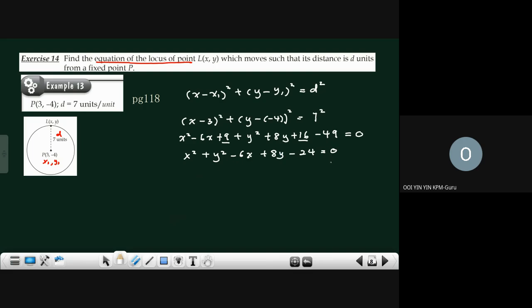So done. This is the equation of the locus. If it's a circle, there will be an x square, y square, you see this thing. So this is the equation, done up to this point. You cannot simplify anymore, that's the simplest one. Then we go to the next question.